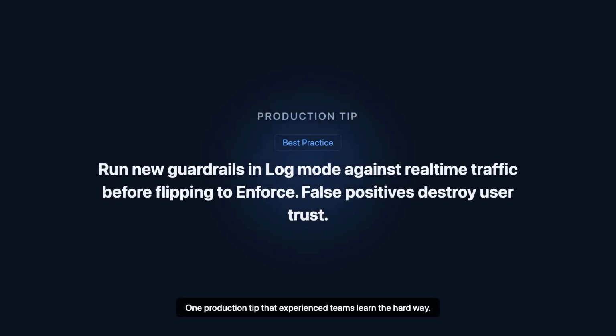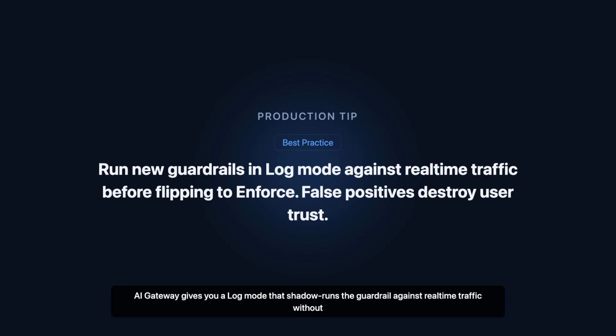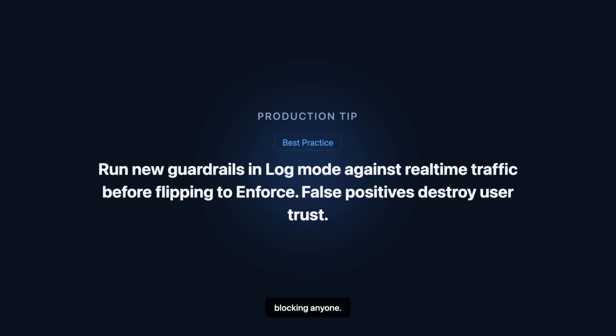One production tip that experienced teams learn the hard way: the biggest guardrail failures in production are not missed unsafe content, they're false positives blocking legitimate queries. A user asks a perfectly reasonable question and gets a refusal, and trust evaporates instantly. AI Gateway gives you a log mode that shadow runs the guardrail against real-time traffic without blocking anyone. Tune it there first. Only flip to enforce once you've seen real production behavior.